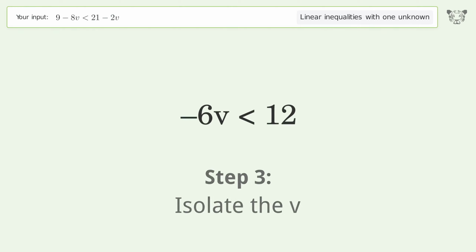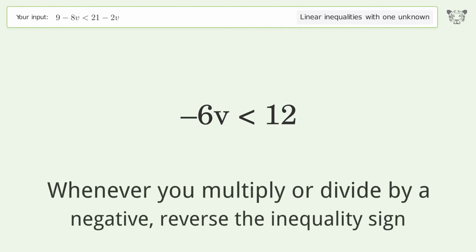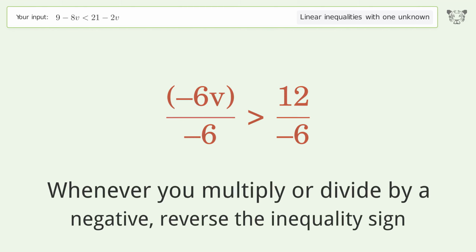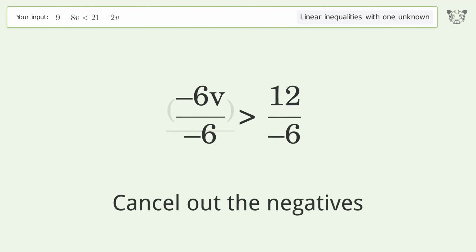Isolate the v. Divide both sides by -6. Whenever you multiply or divide by a negative, reverse the inequality sign. Cancel out the negatives.